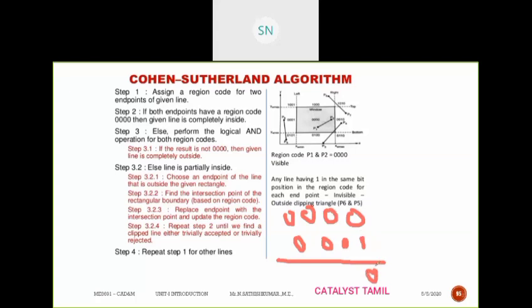So like this, we have to check the codes. Here it is 0, here it is 0, here it is 0. So even though you got the answer as 0 0 0 0, you must notice that one of the inputs is in non-zero format. So we must do the partial intersection process for finding the intermediate point. Then we should discard the rest.